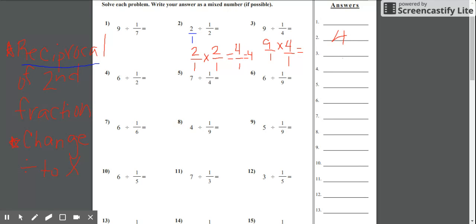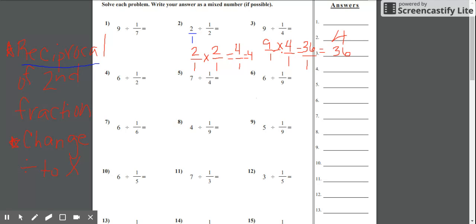Now, if I was going to work out number 3, that would be 9 times 4, which is 36. And 1 times 1 is 1. So that would be 36 over 1. And I know 36 over 1 equals simply 36 because any number over 1 is that number. Because remember, the fraction line means to divide. So 36 divided by 1 equals 36. And that's all you have to do.